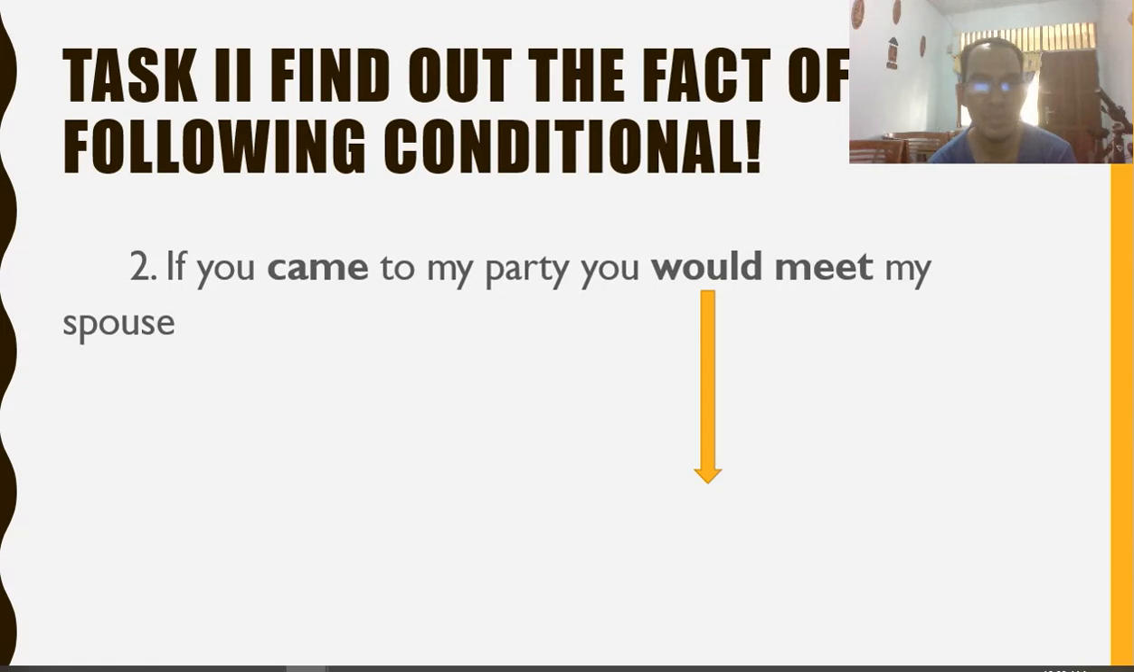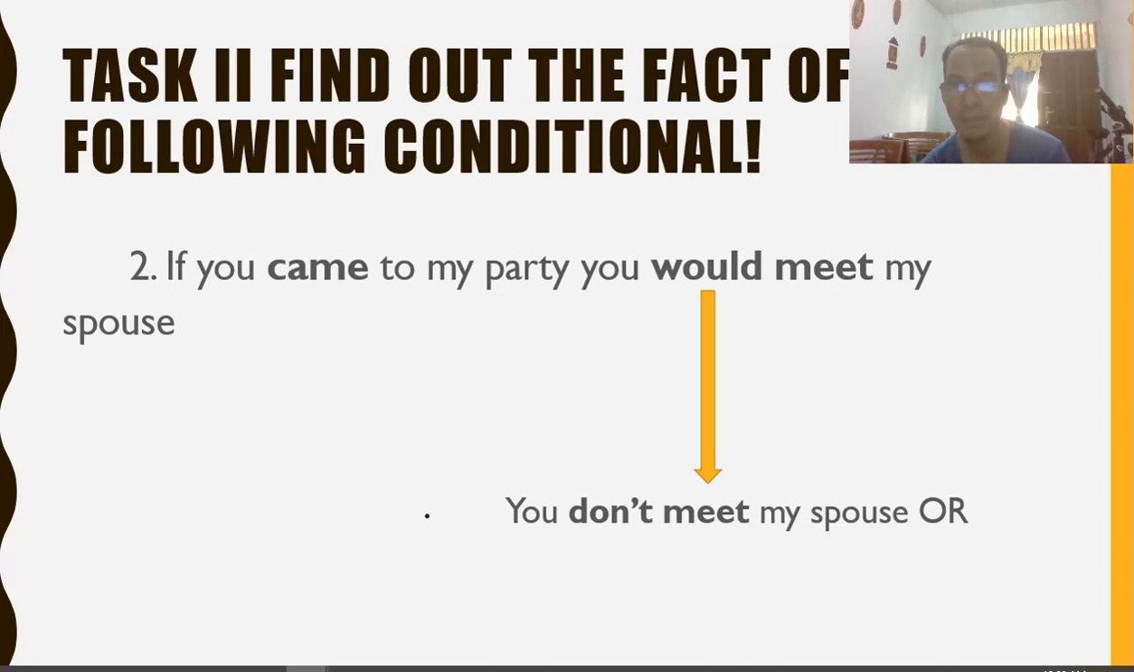If I told you before that, if you are asked to find out the fact, see the main clause first. The main clause is you would meet my spouse. And remember, the fact should be negative because this is positive. So the fact should be negative. What is the answer? The answer is you don't meet my spouse.